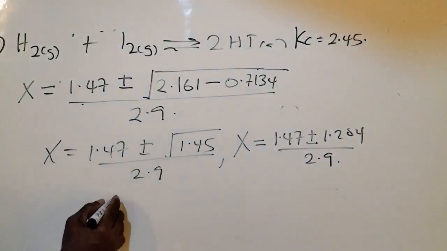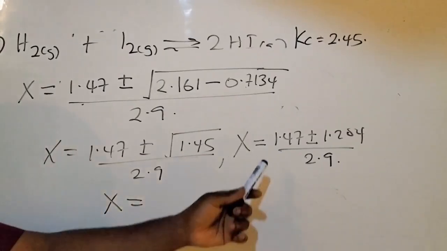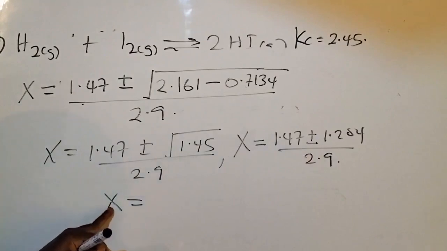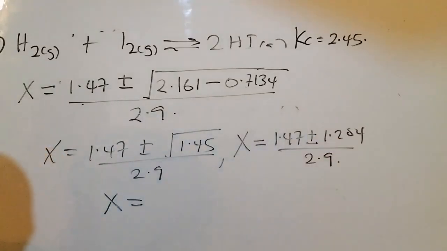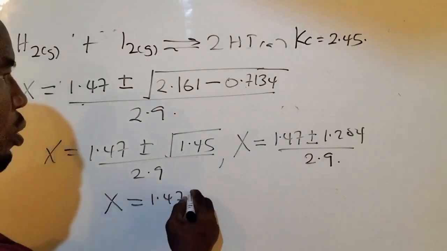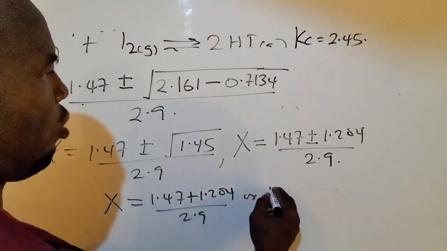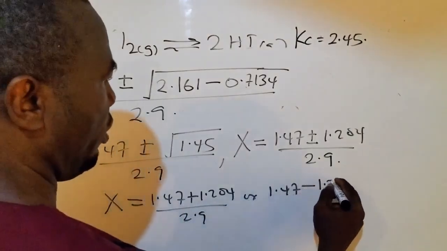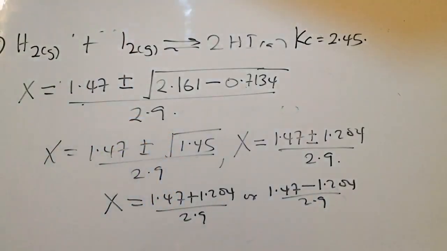So our s will have two values. Like a quadratic equation, we always have two answers, but we're going to pick the one that gives us a positive answer, because concentration will always be a positive number. But we have two numbers here. Let's see now whether they're going to give us positive answers. So 1.47 plus 1.204 all over 2.9, or 1.47 minus 1.204 all over 2.9. So let's see what we're going to get. The answers are all positive. So we're going to select one of the answers.